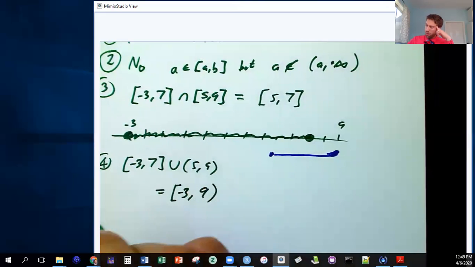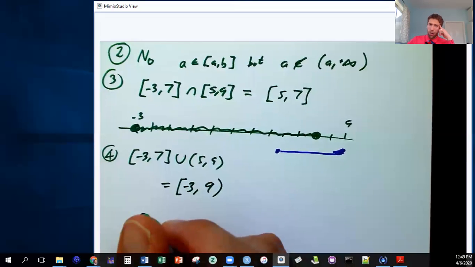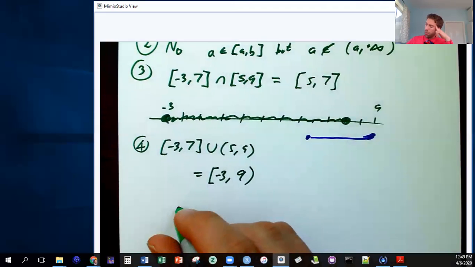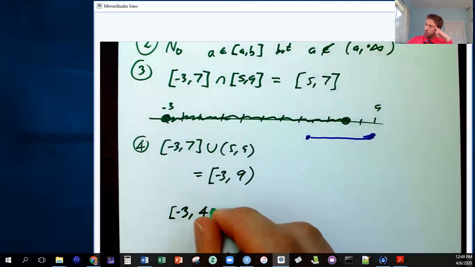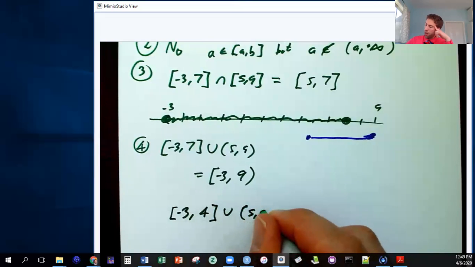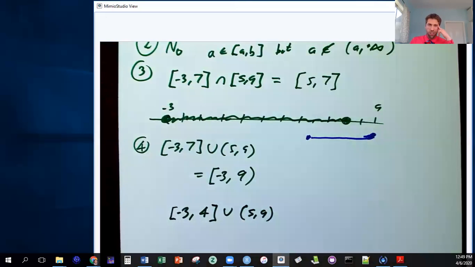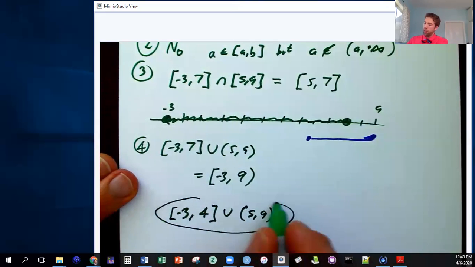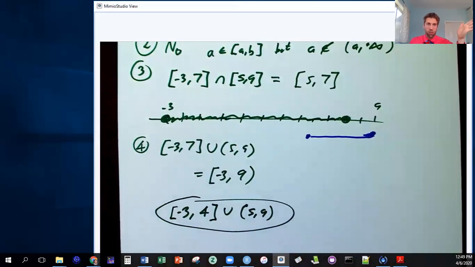Okay, the set difference. Now I want to tell you something for your homework. What if I was given something like (-3, 4) union (5, 9)? How would I simplify that? There's no way to simplify it. That's just your answer. If it doesn't connect, then you just leave your answer like that. There's a homework question where they ask you to do that, and there's really no way to simplify it.